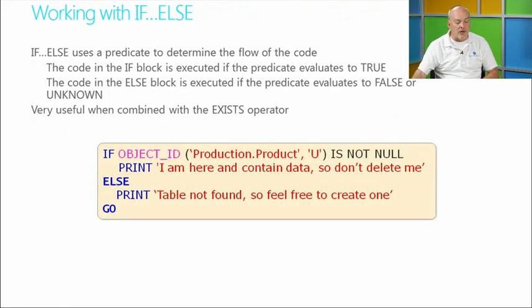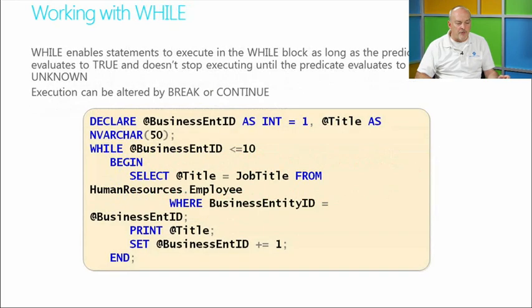Now, if we take it to the next level, we can throw an else in there. If object ID is not null, then print I'm here and contain data, so don't delete me. Otherwise, which means it doesn't exist, we can say table not found, so feel free to create one. Okay, so we can specify this. Now we're controlling what's going to happen here. So now I can go out there and create a table based on this else statement, or I can just bail out of here and say I want to purge data, or I want to perform a select statement because I know there's data that resides in this table. So we can use this. It's very helpful when we use the exists operator as well. But it's another way. This if-else allows us to control the flow of our content.